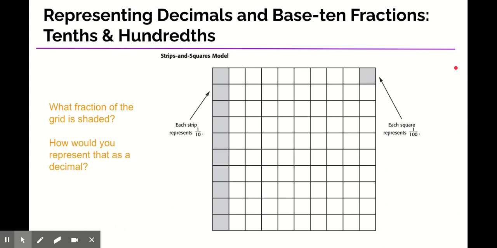Using area models like this hundredths grid allows students to have time to investigate and represent base 10 fractions, which are fractions that have a denominator of 10, 100, 1000, and so on.